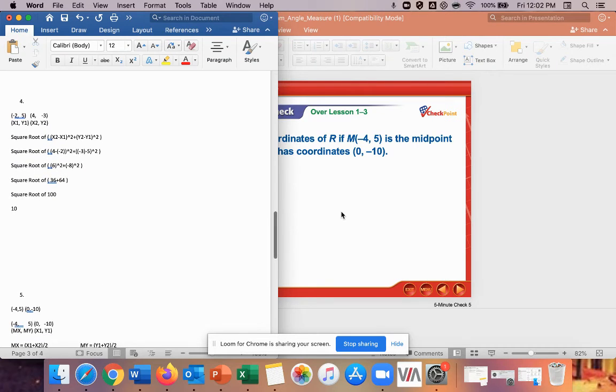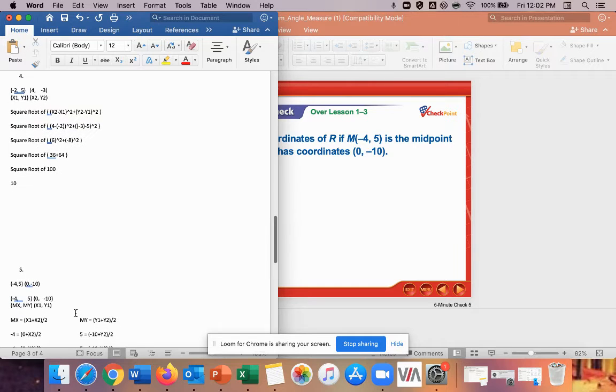All right, so what we're trying to do here is solve. We are given the midpoint. The midpoint is (-4, 5). All right, and we're given one endpoint, (0, -10). So we need to plug this into the midpoint formula and solve for the other endpoint. As you can see, (-4, 5) is the midpoint, mx or my, and (0, -10) is our x1 or y1.